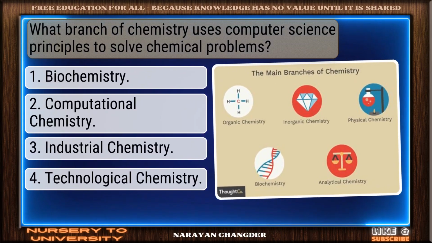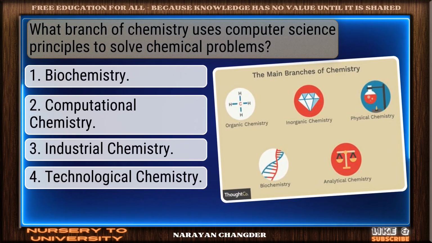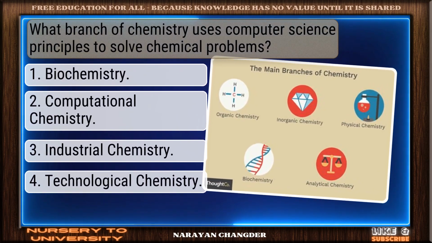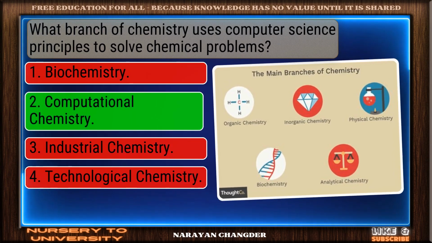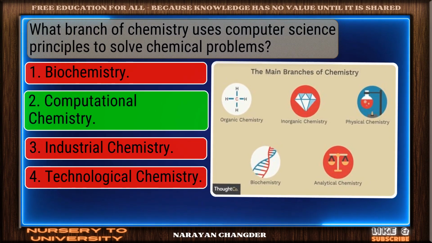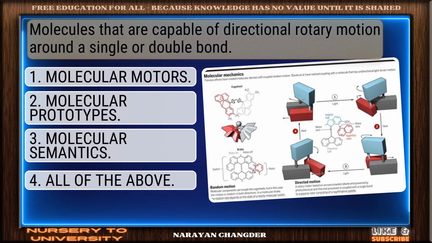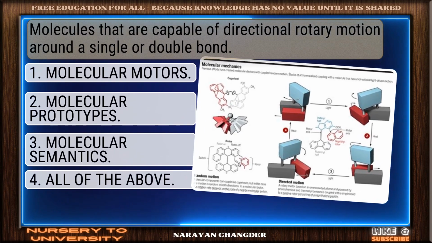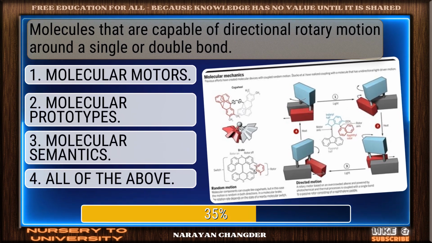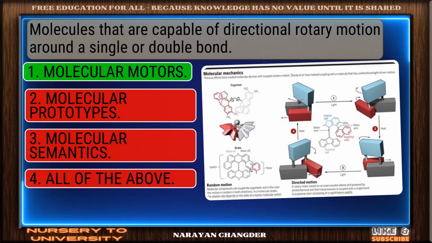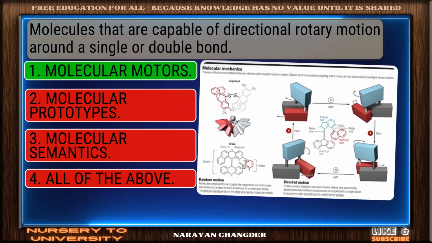What branch of chemistry uses computer science principles to solve chemical problems? Correct response. Computational chemistry is the most accurate answer. Molecules that are capable of directional rotary motion around a single or double bond. Excellent choice. Molecular motors is the right answer.